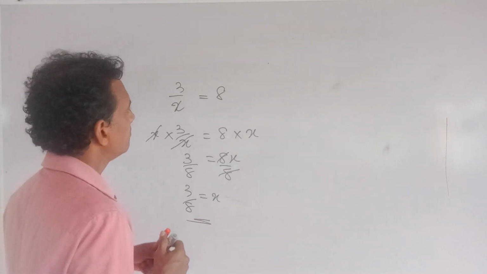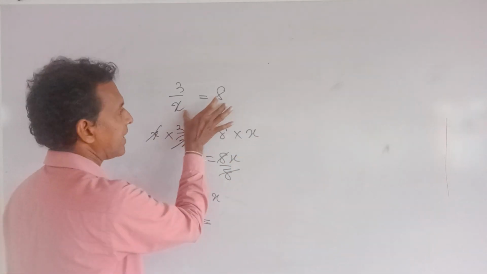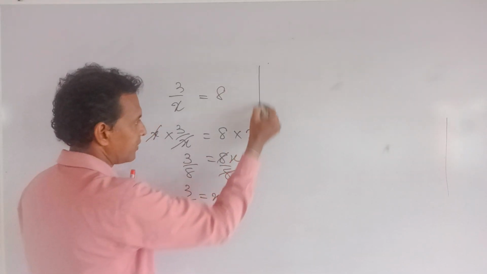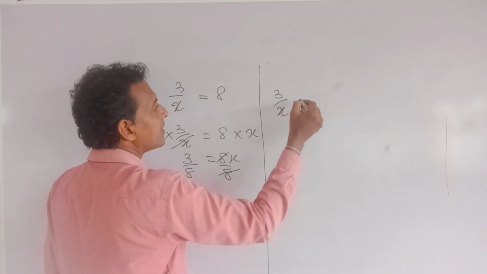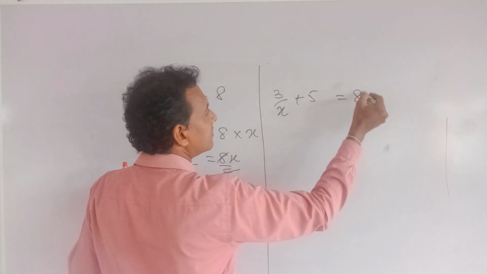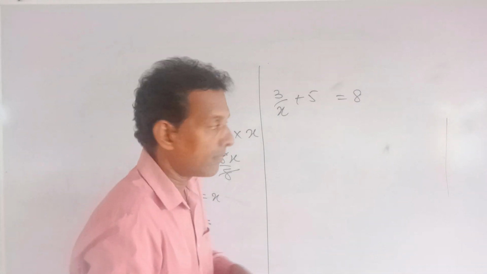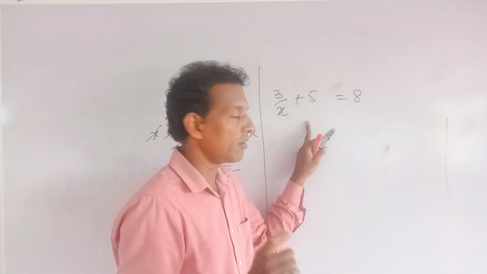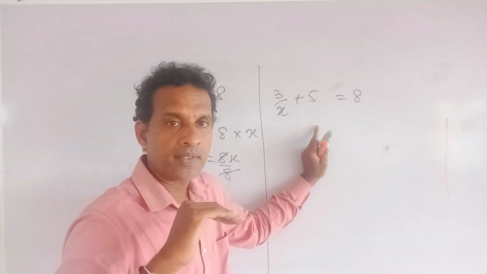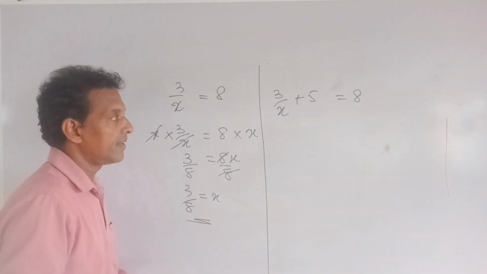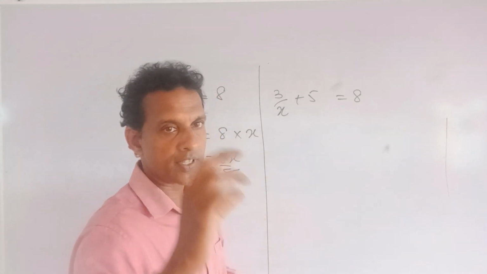Now let's take another example. If I do the same thing this way, you can compare this. 3 over x plus 5 equals 8. Now again, there are different methods to solve this. So again, my advice is just stick to the method as a rule. Then you don't have to think about different solution methods in different questions.